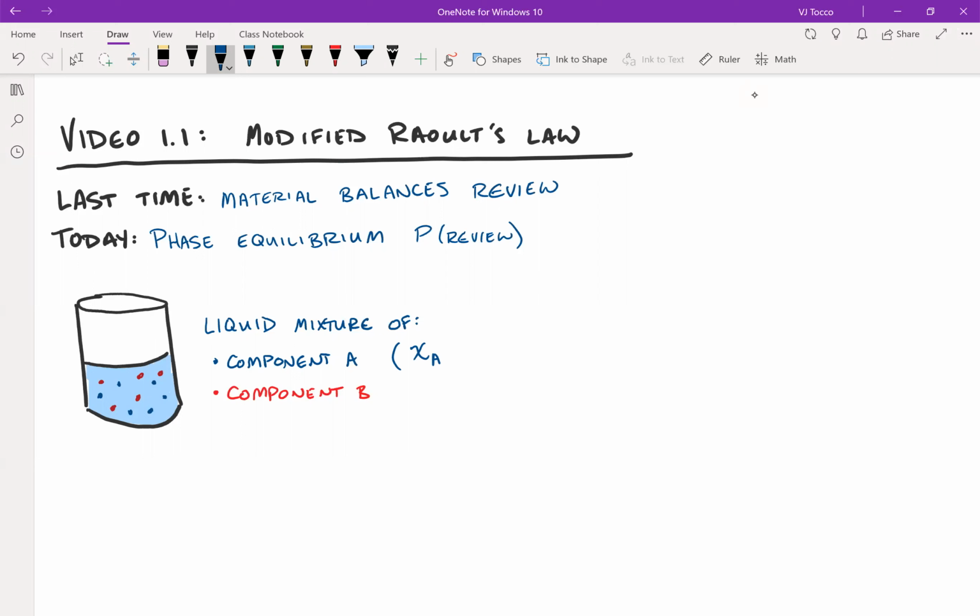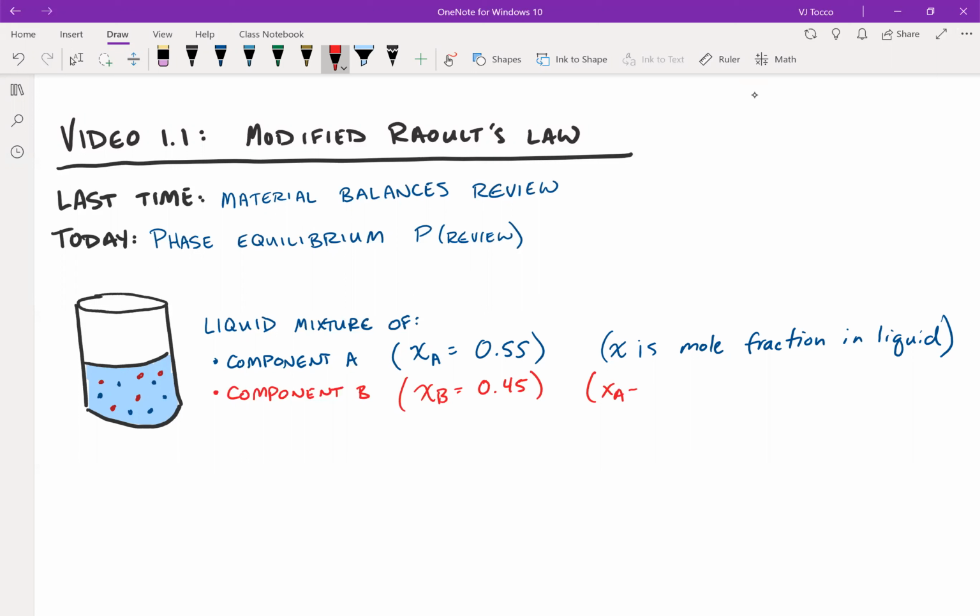And the nomenclature that we use to describe this is X. So X_A is the mole fraction of component A, and that is 55%. So X is mole fraction in the liquid phase. And X_B is then 1 minus X_A because I have to add up to 100%, or I could just do 5 divided by 11. And I would say X_B is equal to 0.45, and then in parentheses, X_A plus X_B is equal to 1.